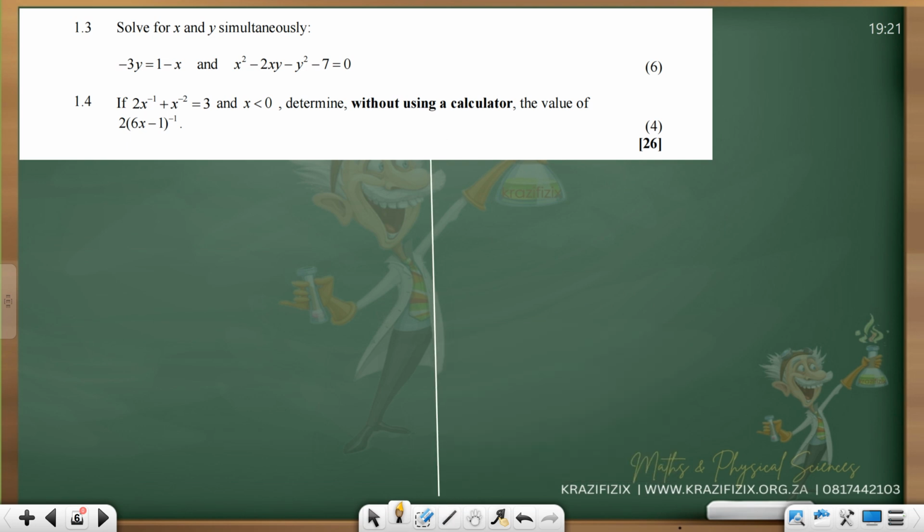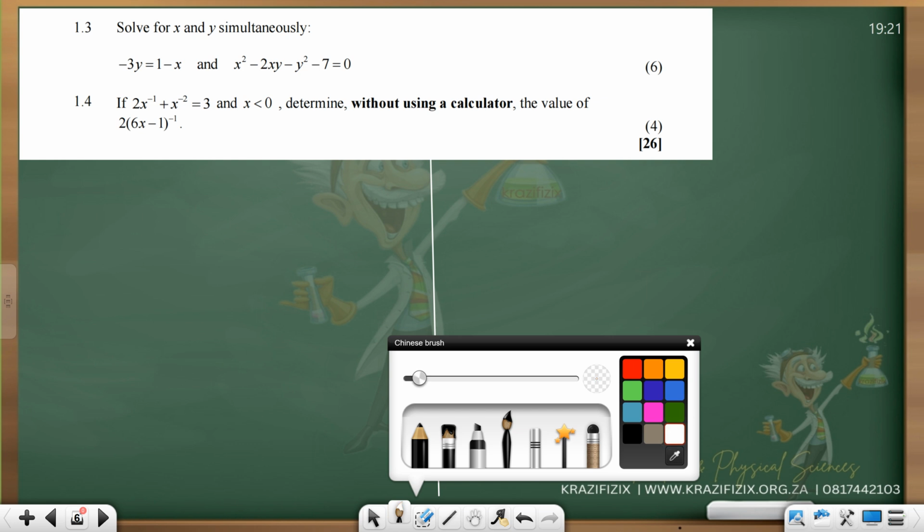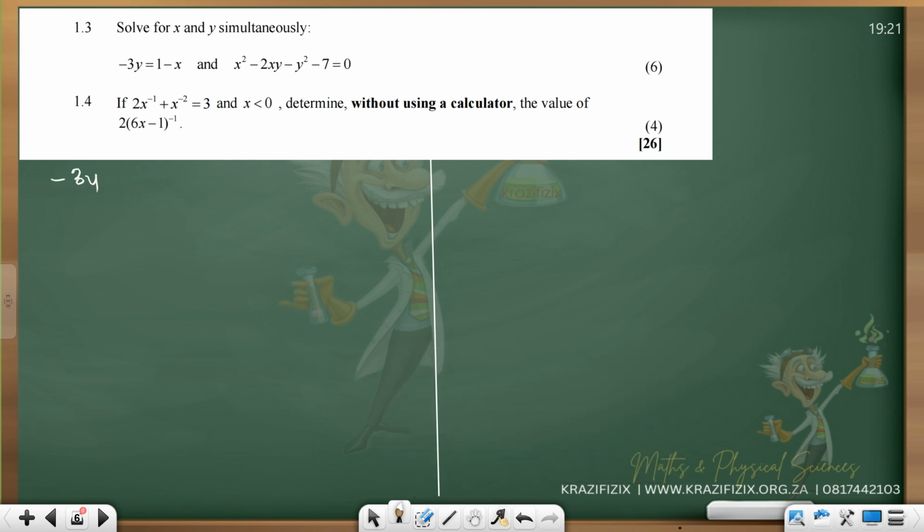There's always that 1.4, guys, that will always challenge you. I've been trying to do quite a number of them on TikTok. I became a TikToker by all means.